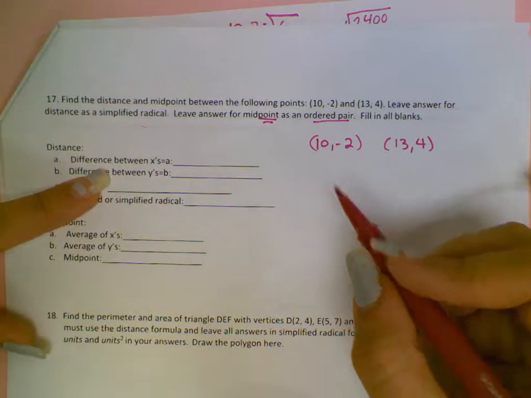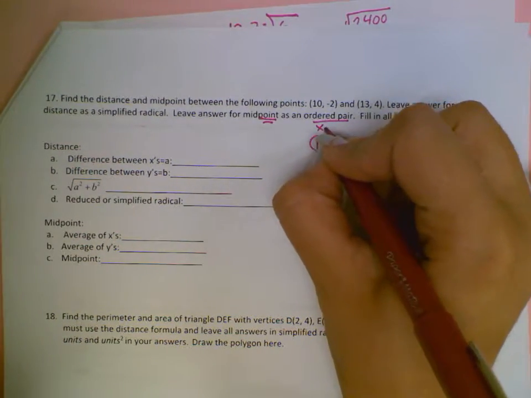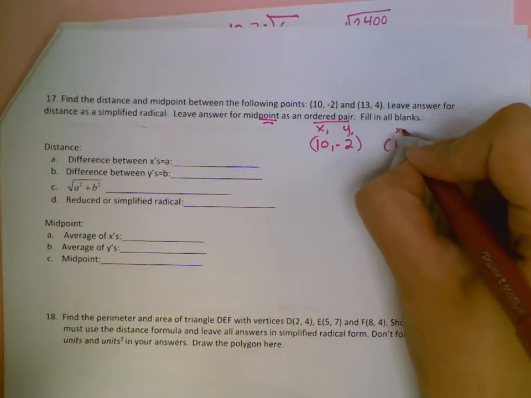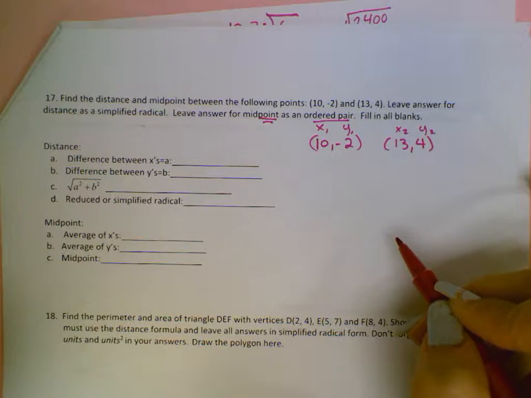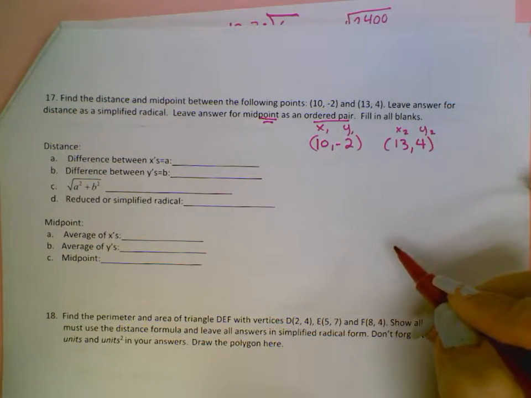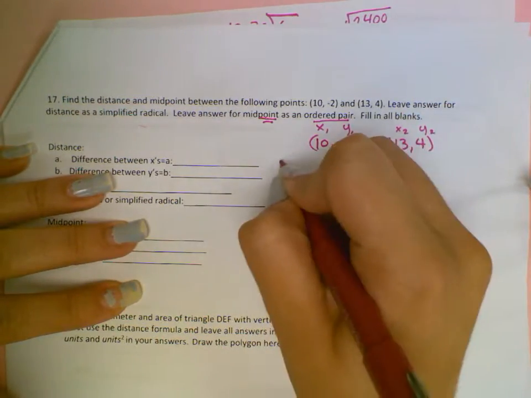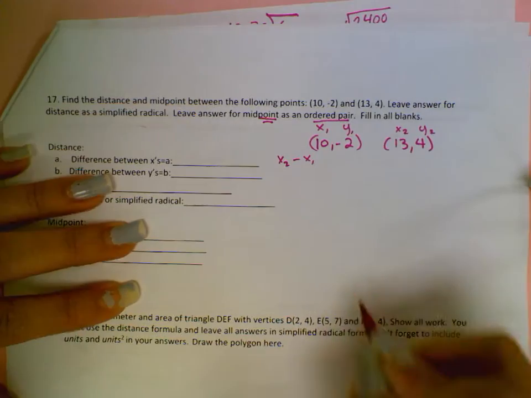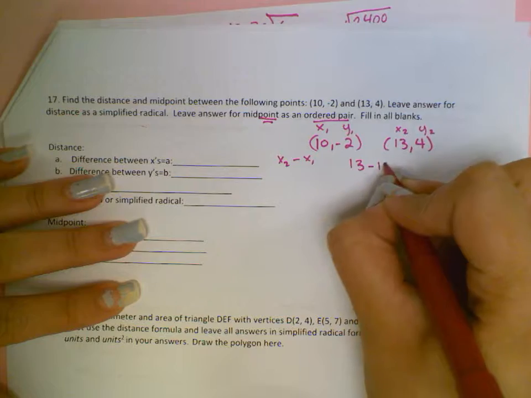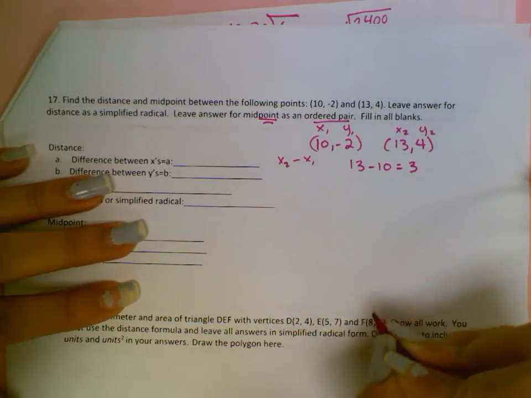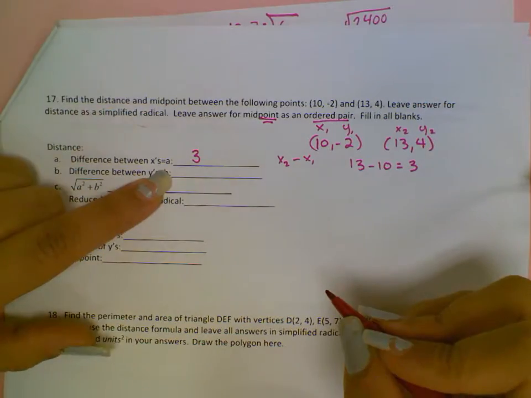It tells me to find the difference between my x's. So I'm going to say that this is x1, y1, x2, and y2. It doesn't matter which one you call x1 and x2. I'm just going to label them to keep everything straight. So the difference between my x's, I'm going to do x2 minus x1. So the difference between those is going to be 13 minus 10, which is 3. So the difference between my x's is 3, and that's going to be my A.